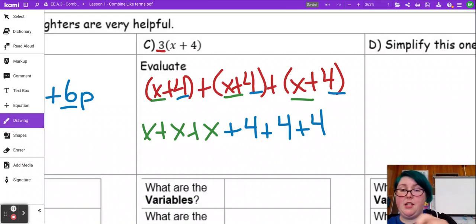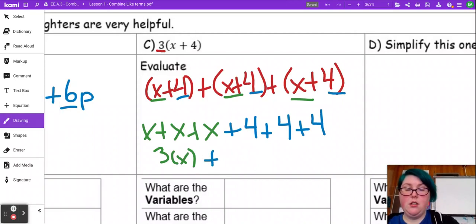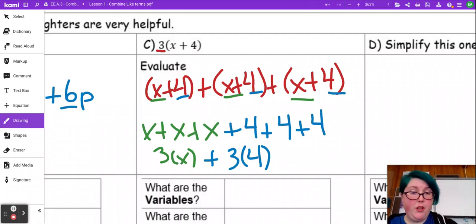Well, my x's, there are 3 of them. So this would be 3x. I have 3 4's. So now if we do our levels, that becomes 3x plus 12.